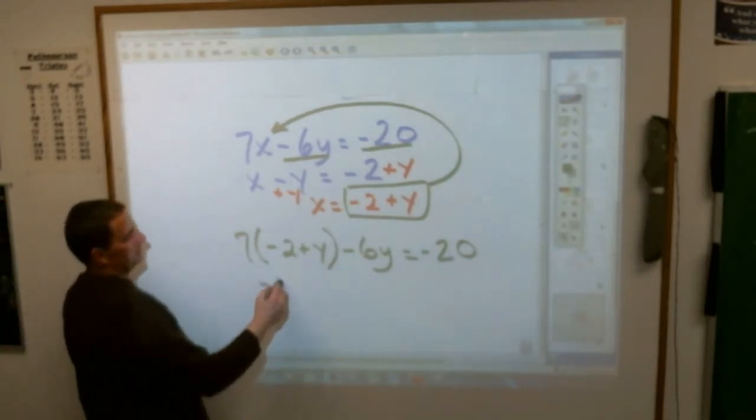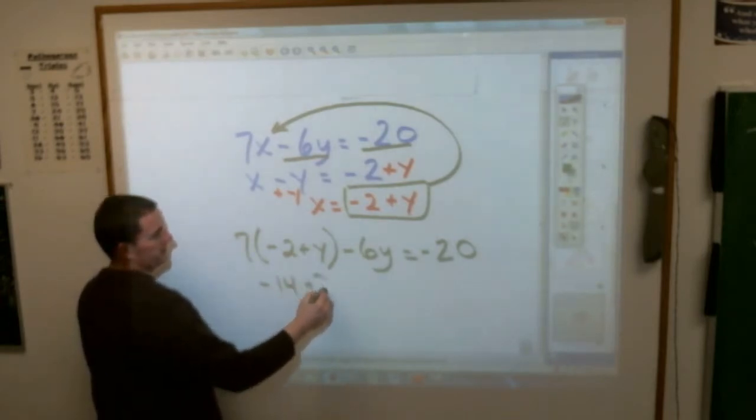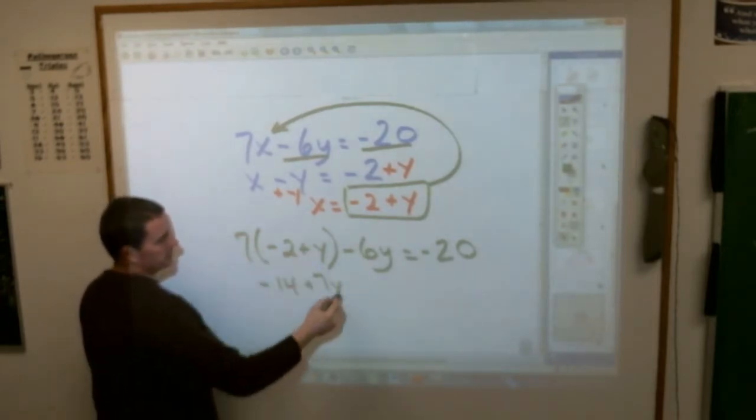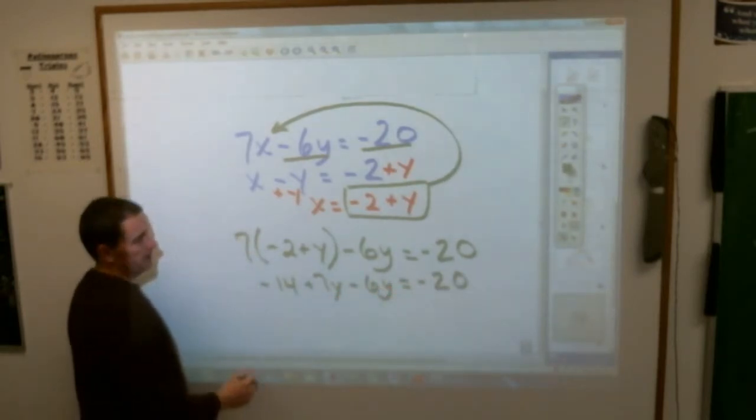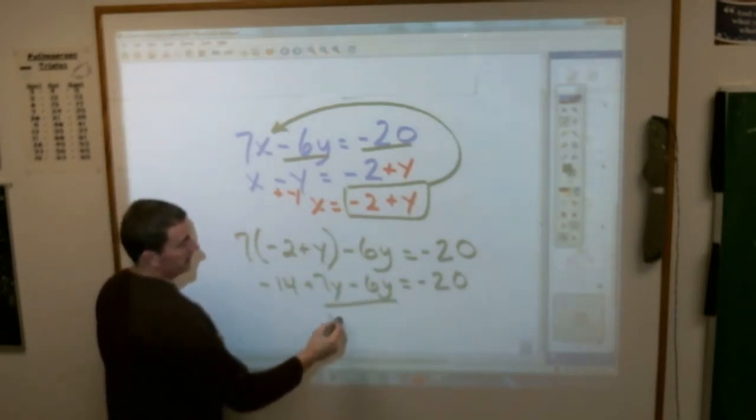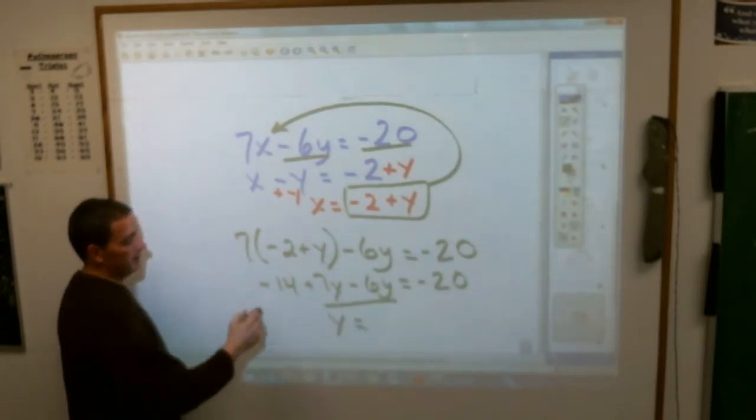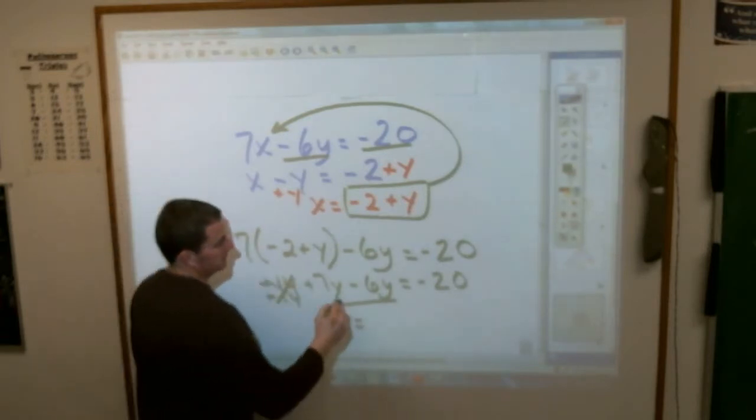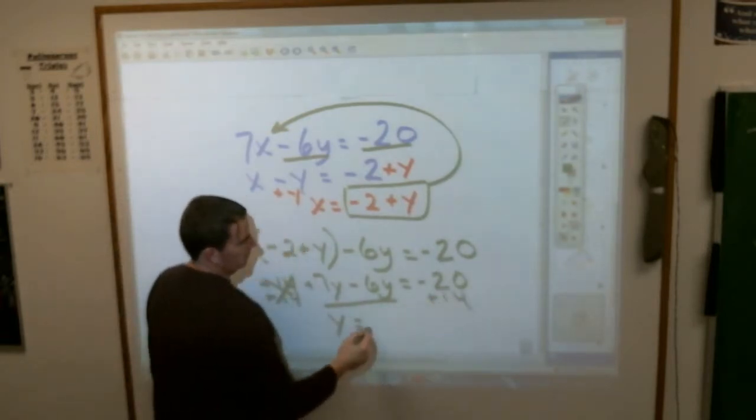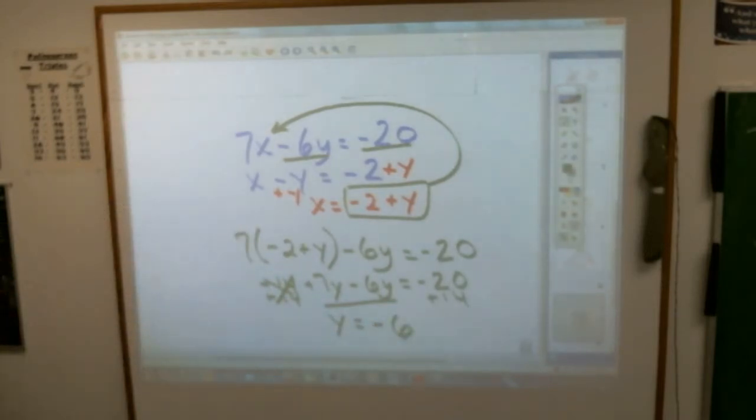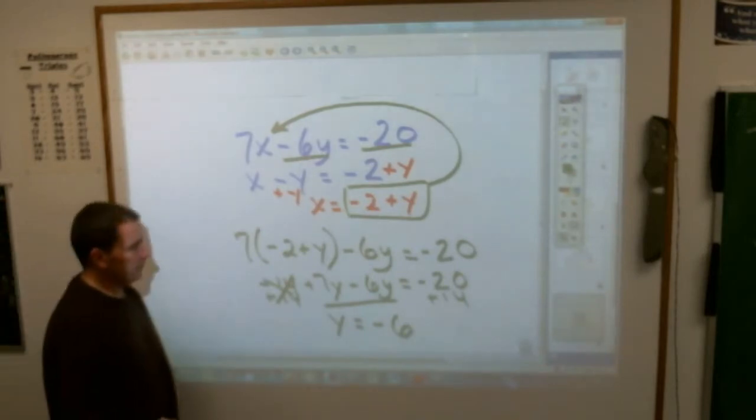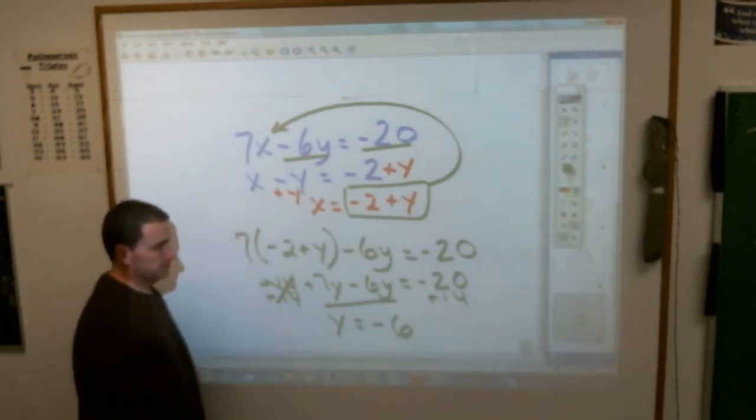Distributive property, you get negative 14 plus 7y, correct? 7 times both of those. Minus 6y equals negative 20. Combine the y's, you're left with just a y. Oh, nicely, that works out. Add 14, y equals negative 6. Because 20 minus 14 is negative 6.